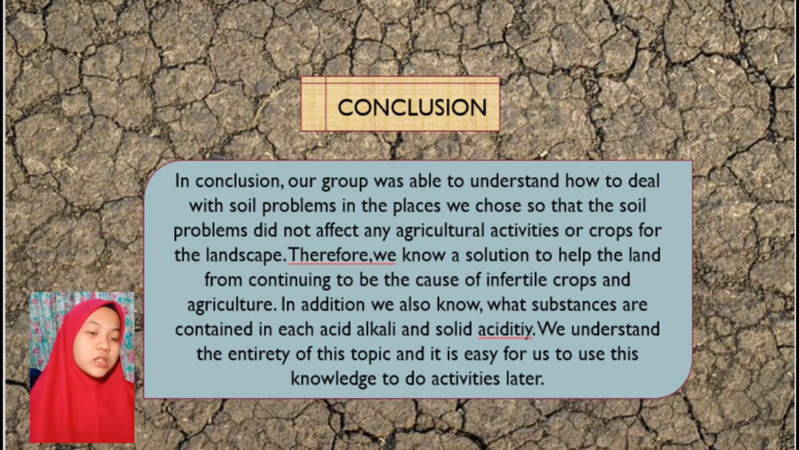Next, conclusion. In conclusion, our group was able to understand how to deal with soil problems in the place we chose so that the soil problems do not affect any agriculture activities or crops for the landscape. Therefore, we know a solution to help stop the land from continuing to cause infertile crops. In addition, we also know what substances are contained in acid, alkali and solid acidity. We understand the entirety of this topic and it is easy for us to use this knowledge for activities later. That's all for me. Thank you.